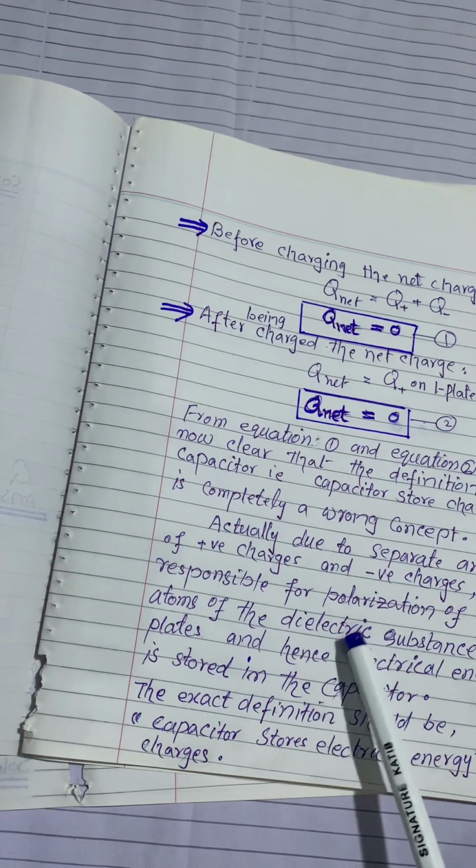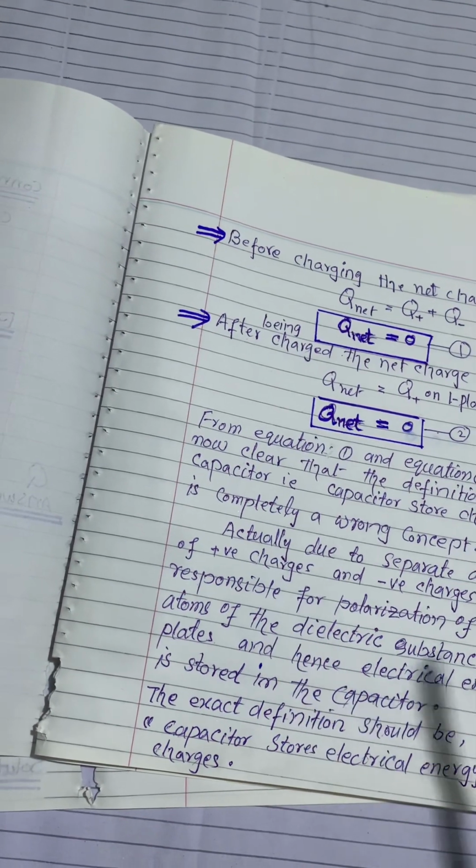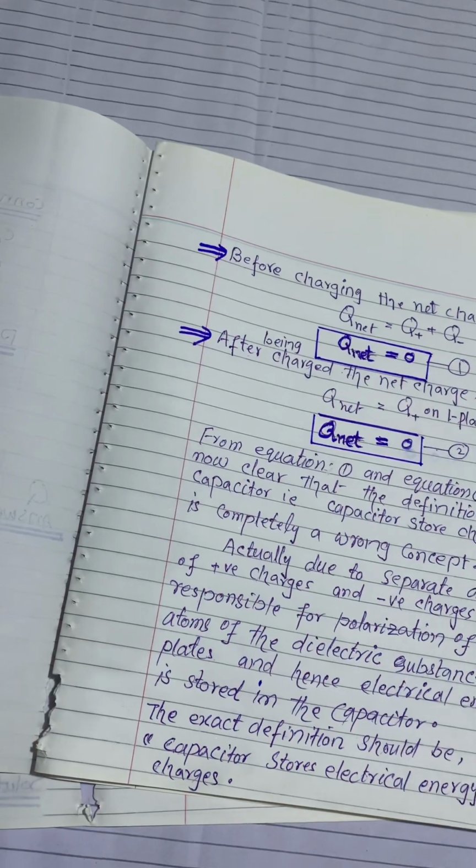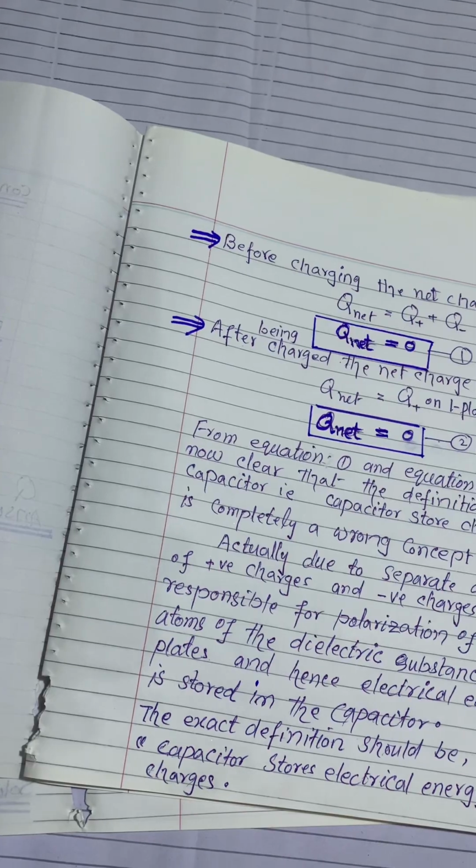Dear viewers, today these two numericals were left to solve. So today I solved them, and next time we will start chapter number 12, that is current electricity.